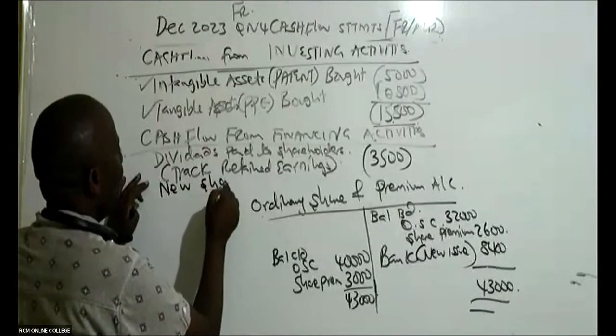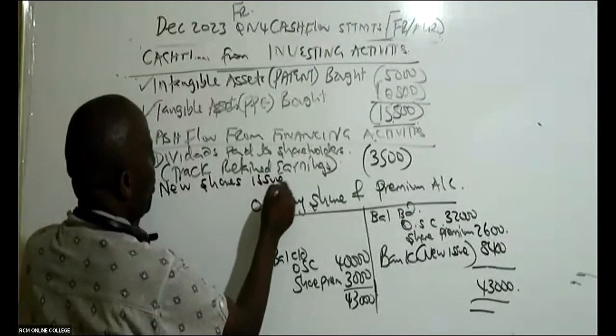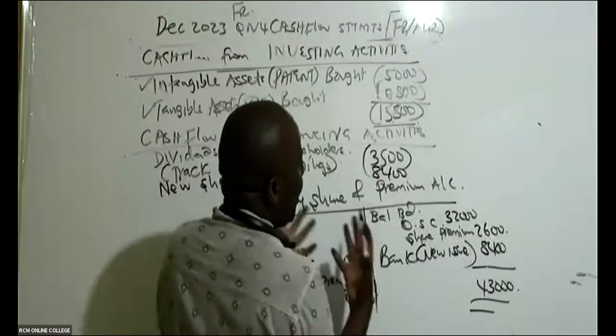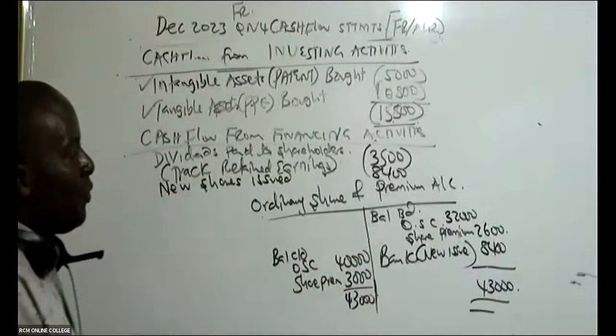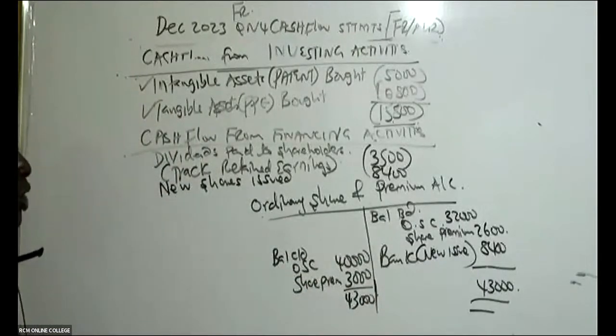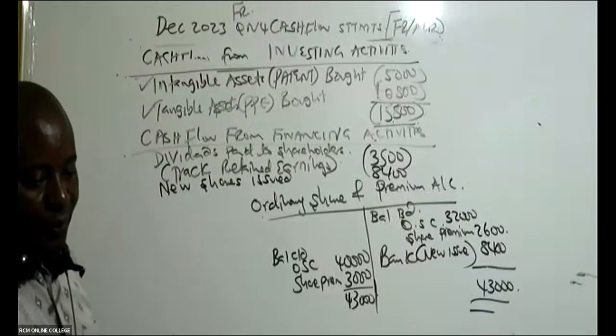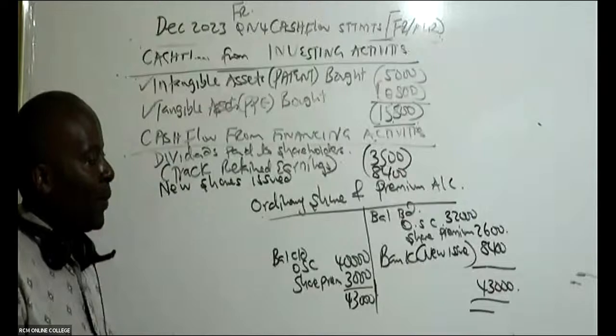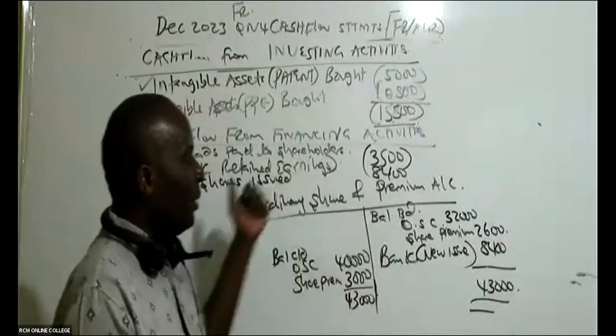New shares issued. So new shares issued, we have 8,400 positive because we received the money. So new shares issued, 8,400. That's why we credited this account and then we debit our bank.